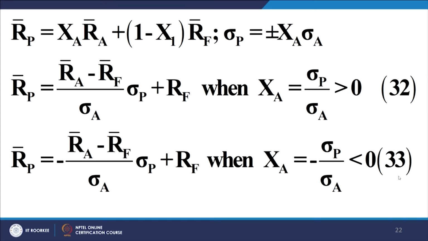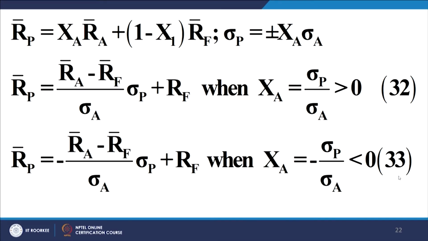Equation number 32 would hold in the region where x_A is positive, and equation number 33 would hold in the region where x_A is negative. Furthermore, we can see that the security A, that is the risky security that we have, lies on the line represented by equation number 32, not on the line represented by equation number 33. Now, the sign of R_A minus R_F would determine which of these lines is upward sloping and which is downward sloping.